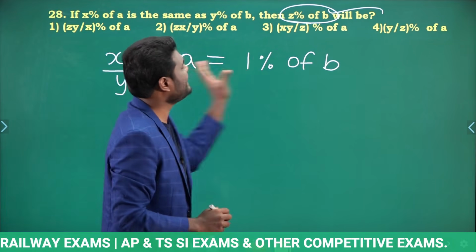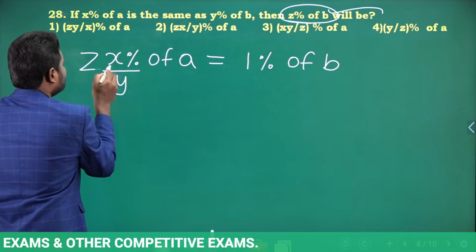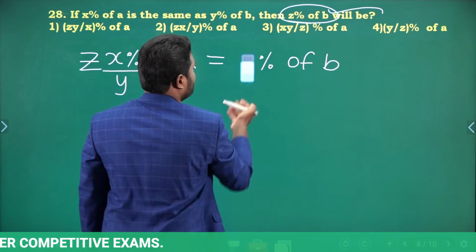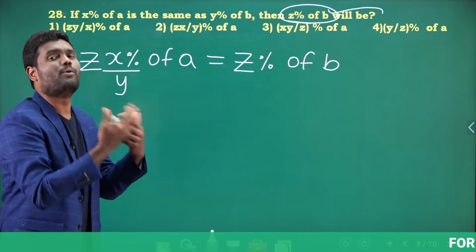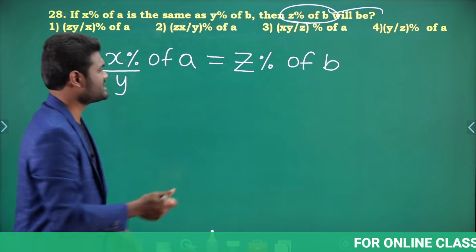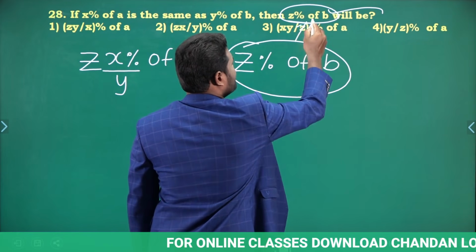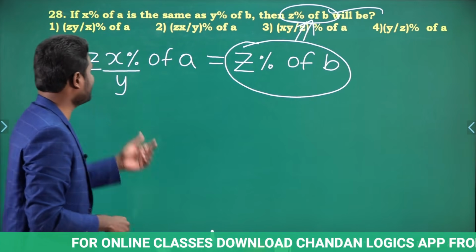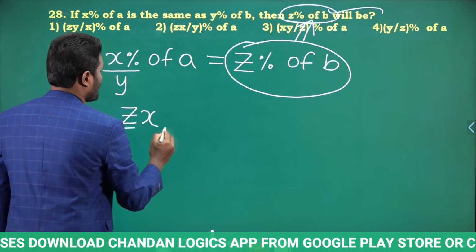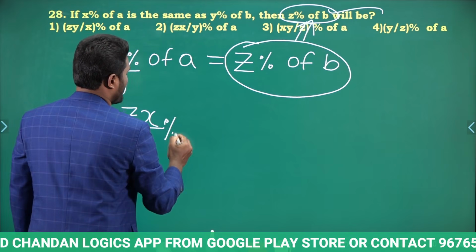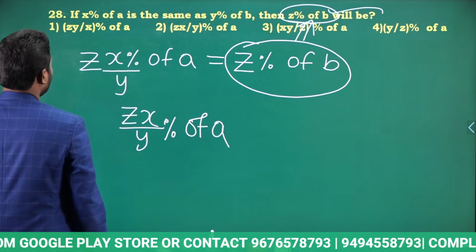That is the reason, multiply this with z. When you multiply this with z, now it is going to be z and z. Why? Because when I multiply, I need to multiply on both sides. Now if you look here, we need z percent of B. What is z percent of B? Z percent of B is nothing but zx by y percent of A.